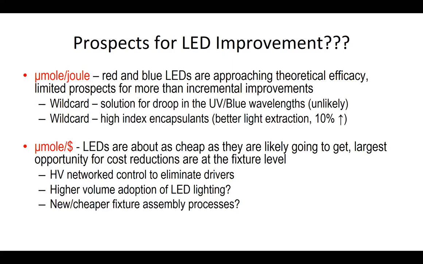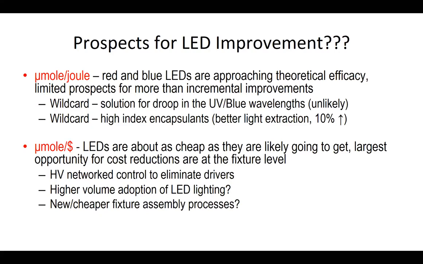In terms of micromoles per dollar, or what we call flux for bucks, LEDs are about as cheap as they're likely going to get in the near term. The largest opportunity for cost reduction in LEDs are at the fixture level and at the system level. So we'd love to be able to get rid of the driver that we have in every LED fixture. One way to do that might be high voltage networked control, where you have a single power supply powering all your LEDs. I know that people are starting to take a look at that.